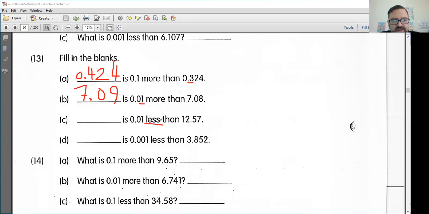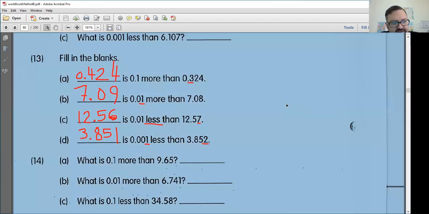All right, now I'm subtracting. We have less here. What is 0.01 less than 12.57? Please make sure you pay attention to where this wonderful decimal point is. All right, so my hundredths place is this 7 here. So this should be 12.56 because we are subtracting. Next, I'm moving on to my thousandths place. So that is right here. All we need to do is subtract from that 2. So it should be 3.851. All right, let's keep going. 14.